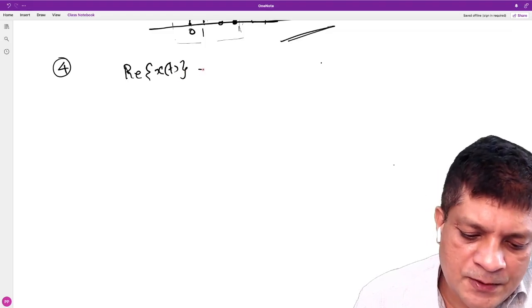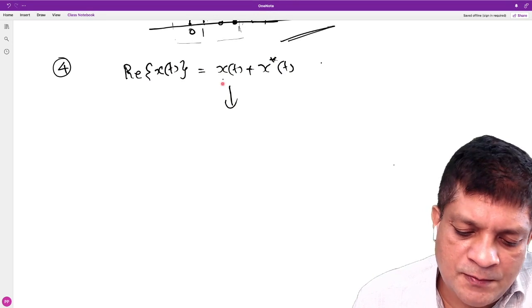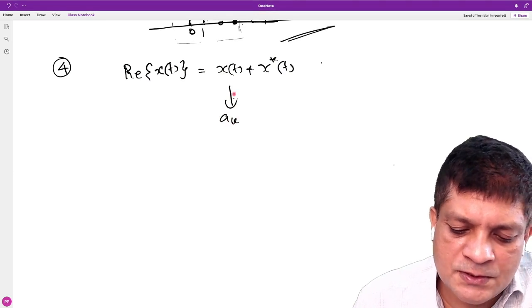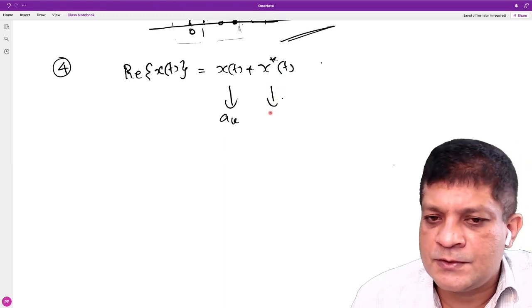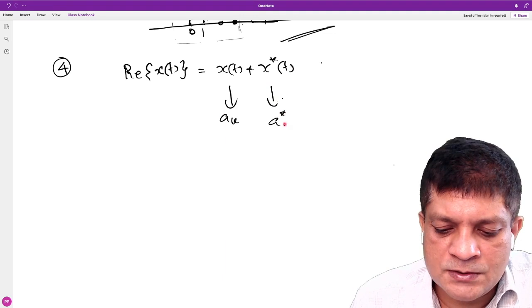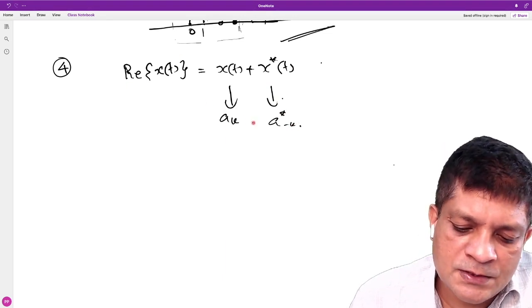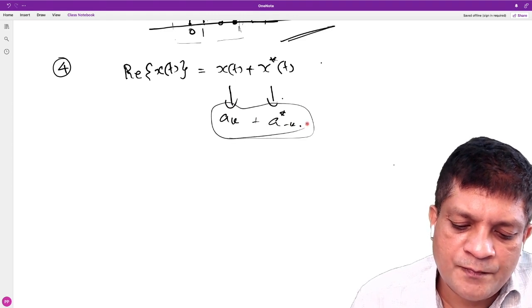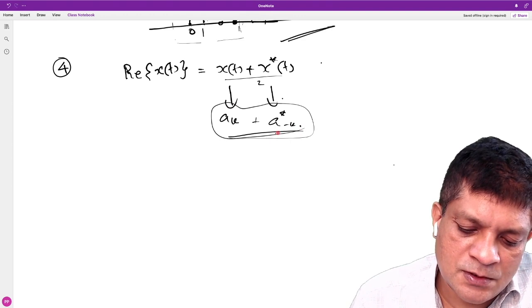What is the real part of x(t)? It is (x(t) + x*(t))/2. So what are the Fourier series coefficients? If the Fourier series coefficients of x(t) are a_k, then what about the Fourier series coefficients of x*(t)? It is a*_{-k}. So the real part of x(t) is the sum of these two. Sorry, divided by 2 is also there, isn't it?